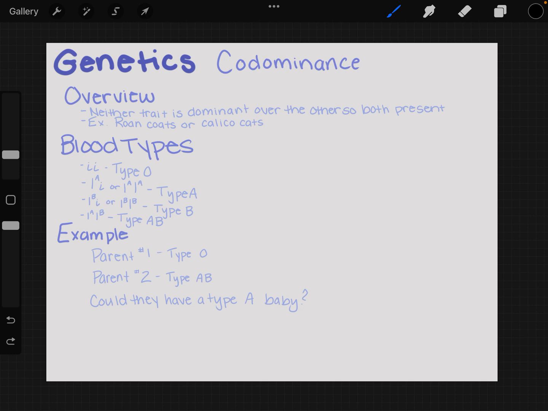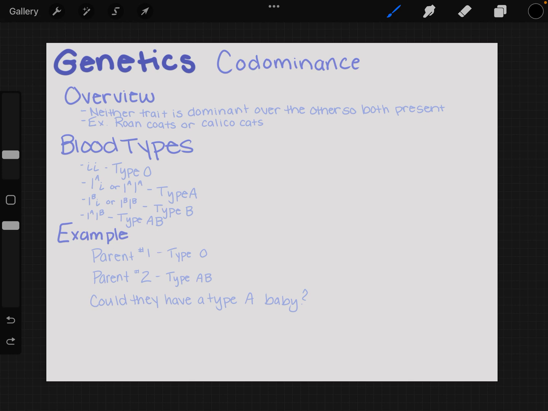However, if there is both, then it's going to be type AB. And if you only have lowercase i's, then it has to be type O. Why they didn't just pick O, I don't know. But that's fine. So let's do a very quick example.